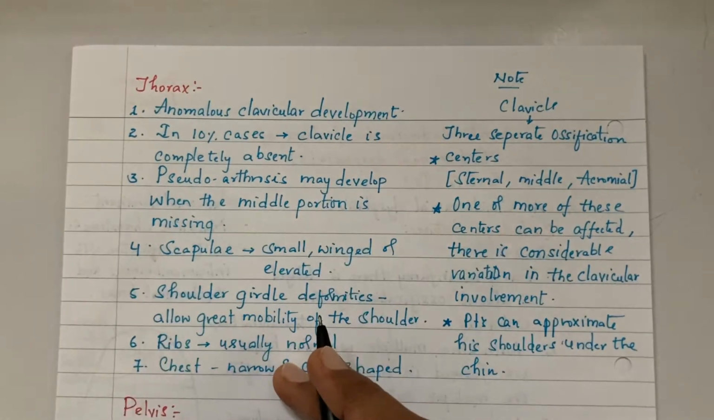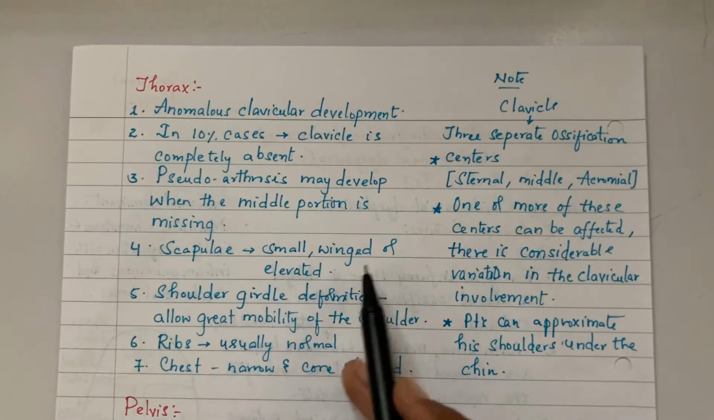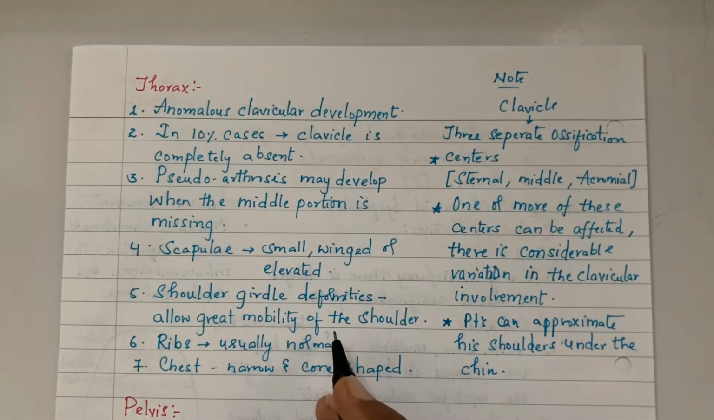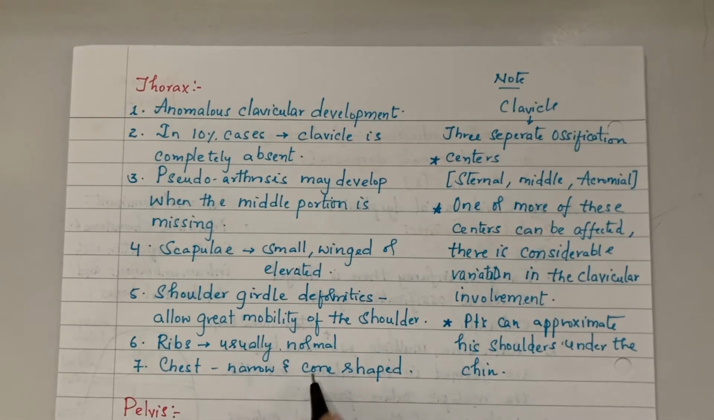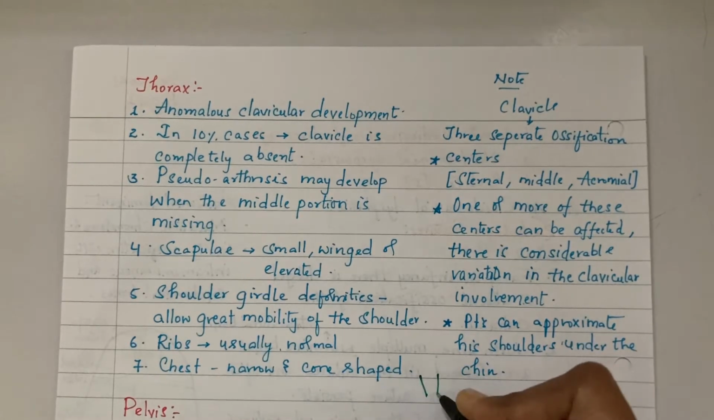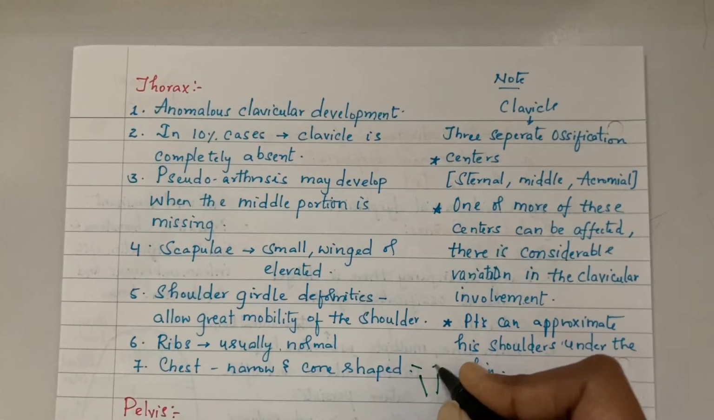Apart from this, look at the scapula. The scapula will be small, winged, or elevated. Shoulder girdle abnormalities will be there, and they allow great mobility of the shoulder. Ribs are usually normal, and the chest is narrow and cone shaped. Narrow cone shaped chest will be there, along with clavicle abnormalities.